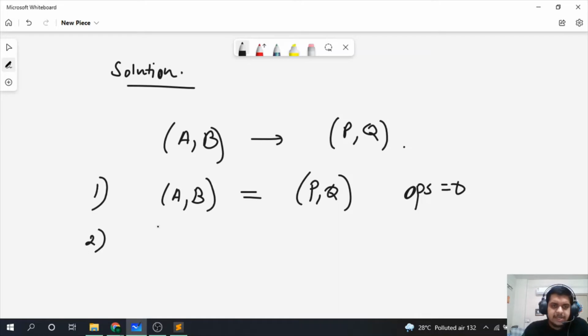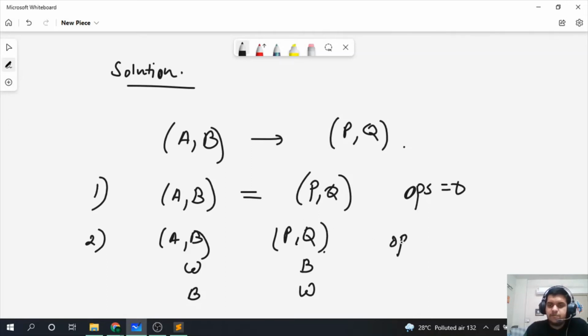Now the second case is that A, B and P, Q are cells of opposite colors. So if A, B is white, then P, Q is black. And if A, B is black, then P, Q is white. So this is the second case. And in this case, our number of moves is equal to 1 because it will take exactly one move to move to a cell of a different color, right?